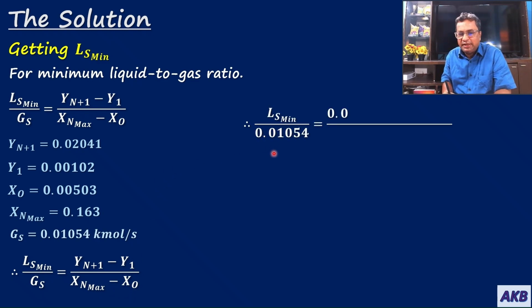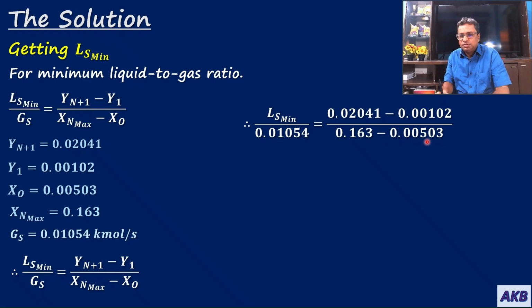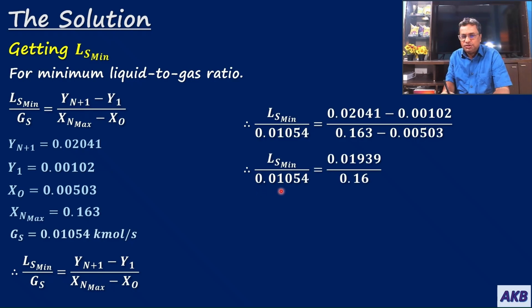Now let us use the values. So LS minimum by 0.01054 is equal to 0.02041 minus 0.00102 divided by 0.163 minus 0.00503. So I have used the given or known values. Therefore, LS minimum divided by 0.01054 will be equal to 0.01939 divided by 0.16.